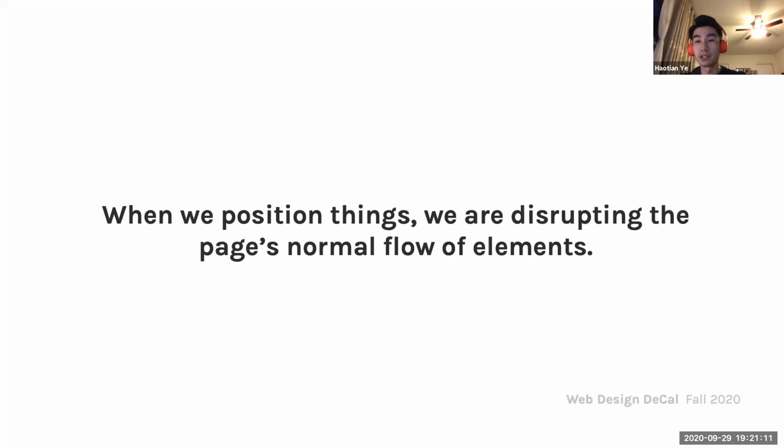When we position things, we are technically disrupting the page's normal flow of elements. What I mean by normal flow is the default of what you see. You put one HTML tag on top of another, it'll show up on top of or underneath another, because they take up the whole width, in a column format. That's the normal flow of elements.